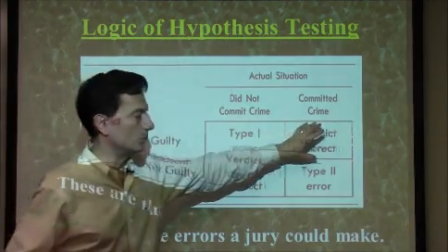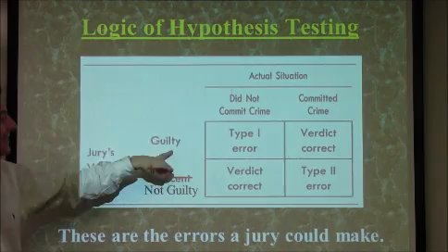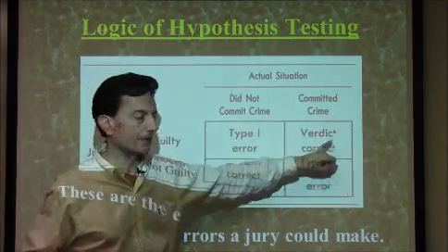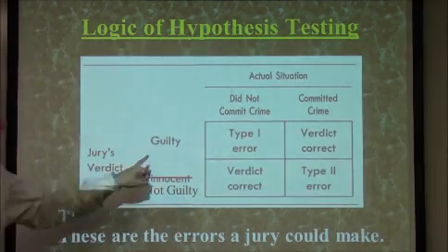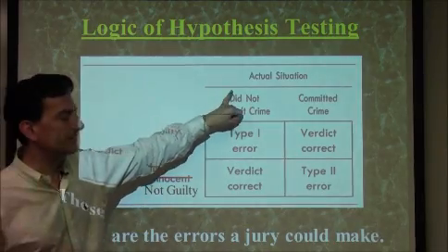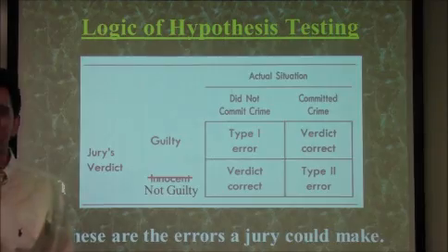Let's take the top row first. If you decide, you as the jury, decide that the defendant is guilty, and in fact the defendant had committed the crime, you'd be making a correct verdict, and that would be good news. Right? On the other hand, if you decide that the defendant is guilty, when in fact the defendant did not actually commit the crime, you're making what we would describe as a type 1 error.